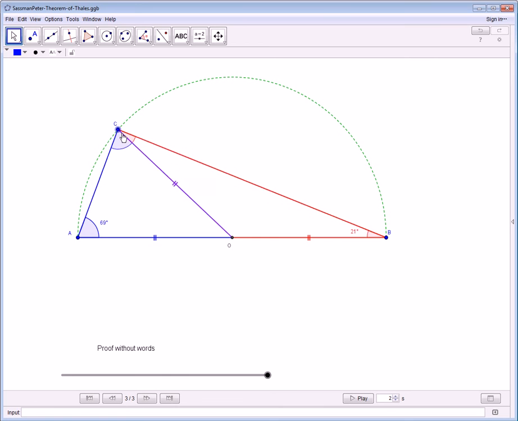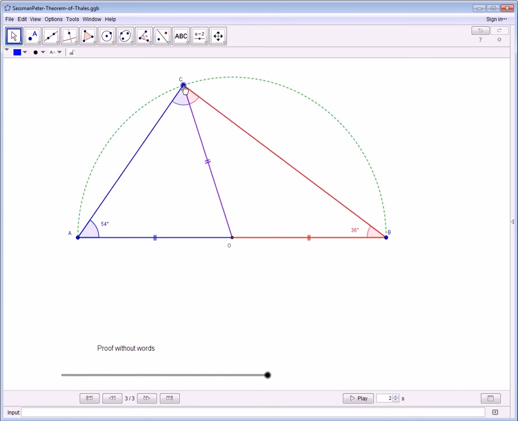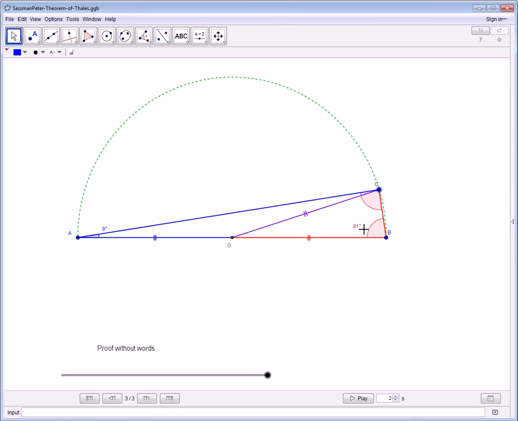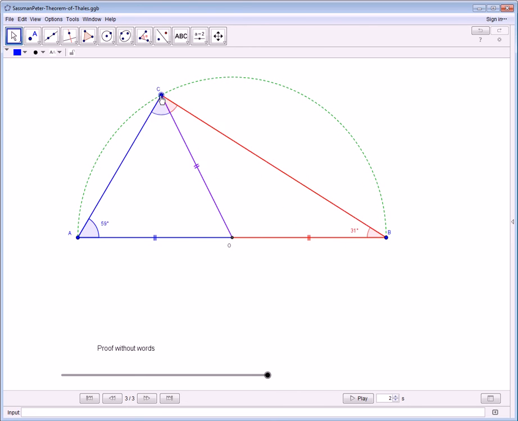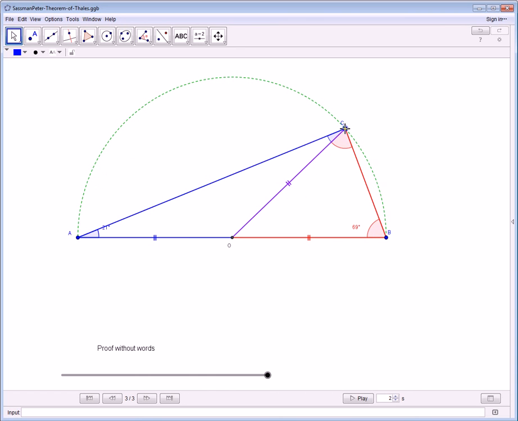Now if we move C along the circumference of the circle, so for example here, we have this angle is 55 degrees now, and angle B is now 35 degrees. But again, if we add up 35 and 55, it also equals 90 degrees. And we can see this for wherever C is along the circle. So even here, this 81 degrees and 9 degrees add up to 90 degrees. So from this, we can see that angle C is 90 degrees for wherever point C lies.